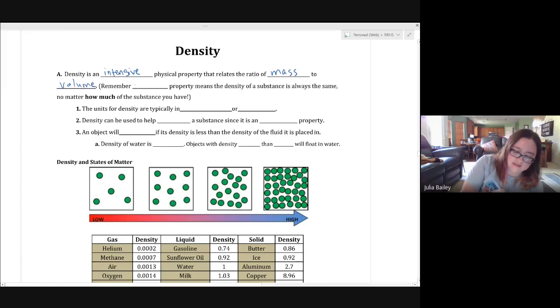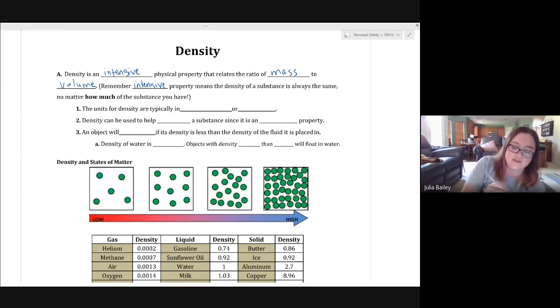Remember that an intensive property, this is a word we learned in a previous video, means that the density of a substance is always the same no matter how much of the substance you have. If I have a drop of water, if I have a lake full of water, or if I have a cup of water, it's all got the same density.